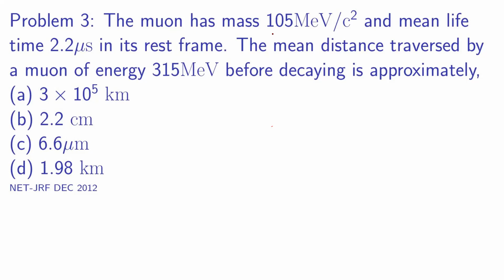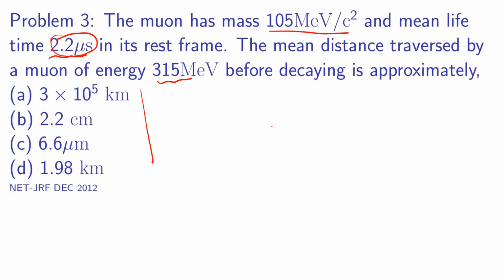Okay, the muon has mass 105 MeV per c square and mean lifetime 2.2 microsecond in its rest frame. All right, so this is like the proper lifetime. Muon rest frame, the lifetime 2.2 microsecond. Micro, yes, micro. Okay, the mean distance traversed by a muon of energy 315 MeV. Okay, we need to find the mean distance.